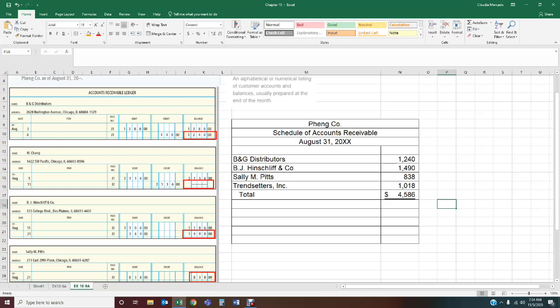And that way your manager can look at these reports every month. Okay, why hasn't Trendsetters paid us? I've seen that they've been on our schedule of accounts receivable for 3 months with the same balance. Not a single payment has been made. And they can follow up. So this is just basically a summary of all of the receivables that you have in your books.